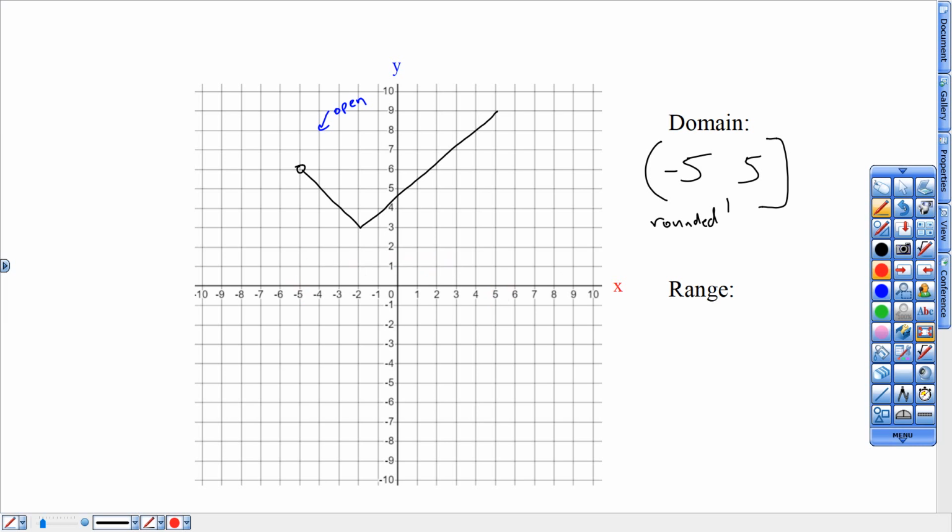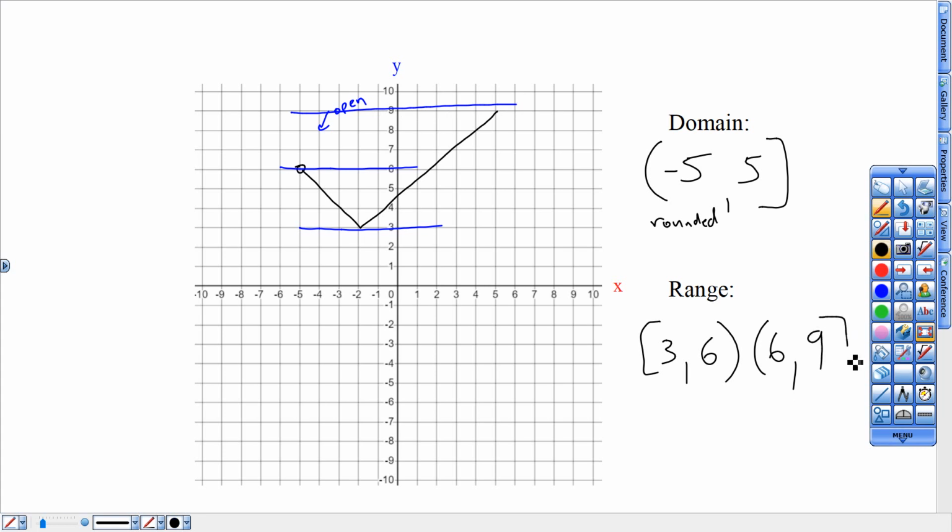If I do the range, it is from bottom to top. So range would go from square 3 up to that boundary there where I got 6. So I would put 6 rounded, and then I have to do another one, 6, and go up to where it stops up there, up at 9, square. Know that you have to really draw it so I can see rounded or square.